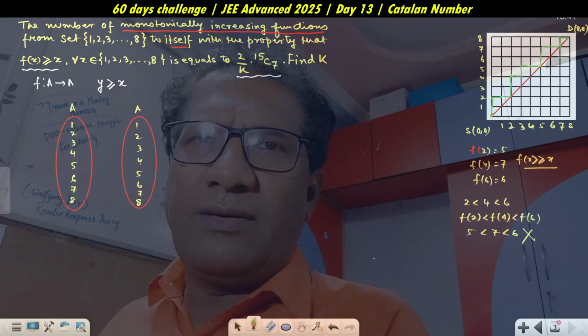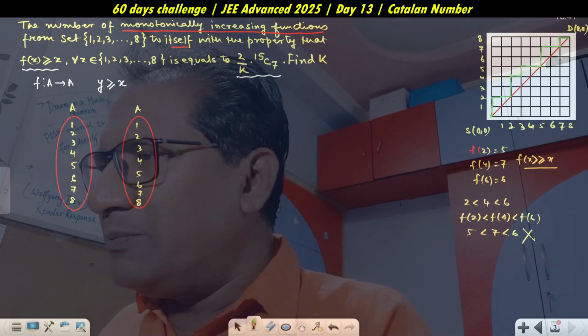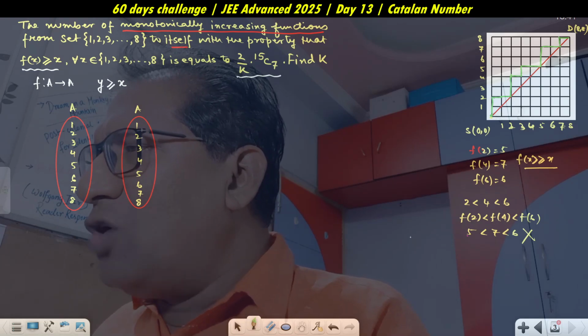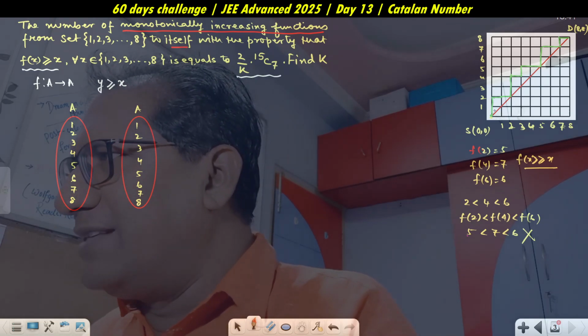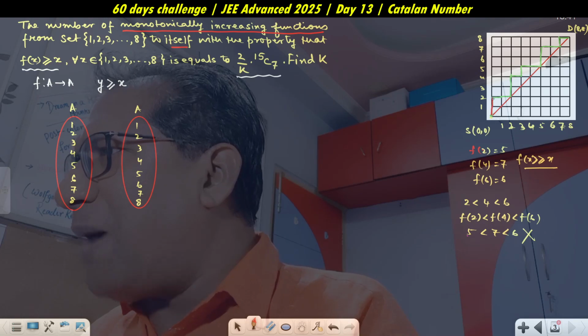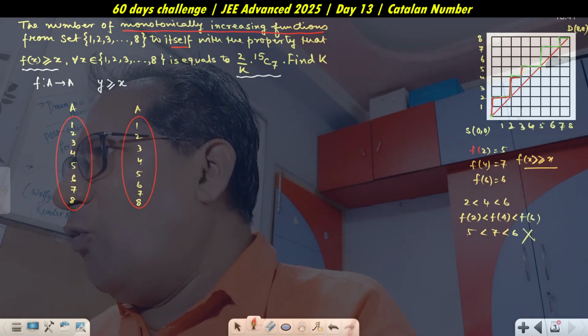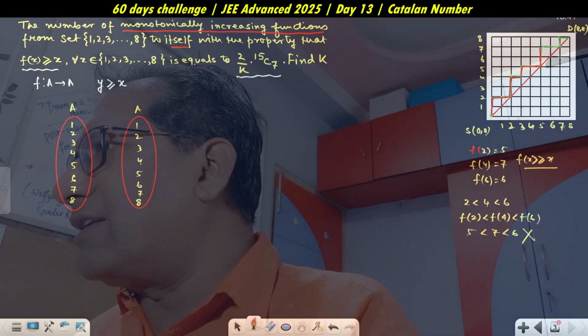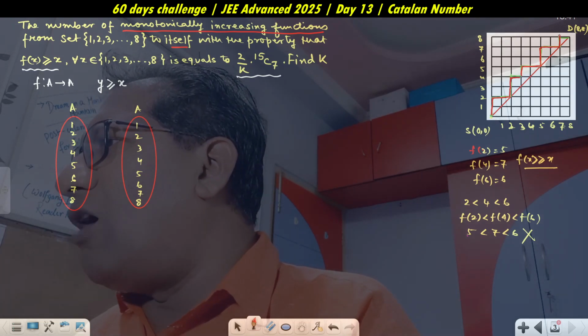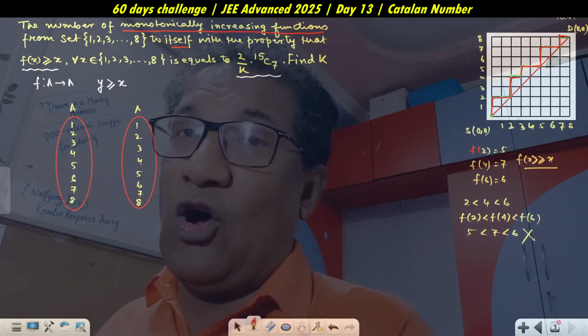Is it a good path? Absolutely, it is a good path. Because I have not trespassed the diagonal. Isn't it so? I have not trespassed the diagonal. Now let us see whether this path satisfies our Dyck path or not.